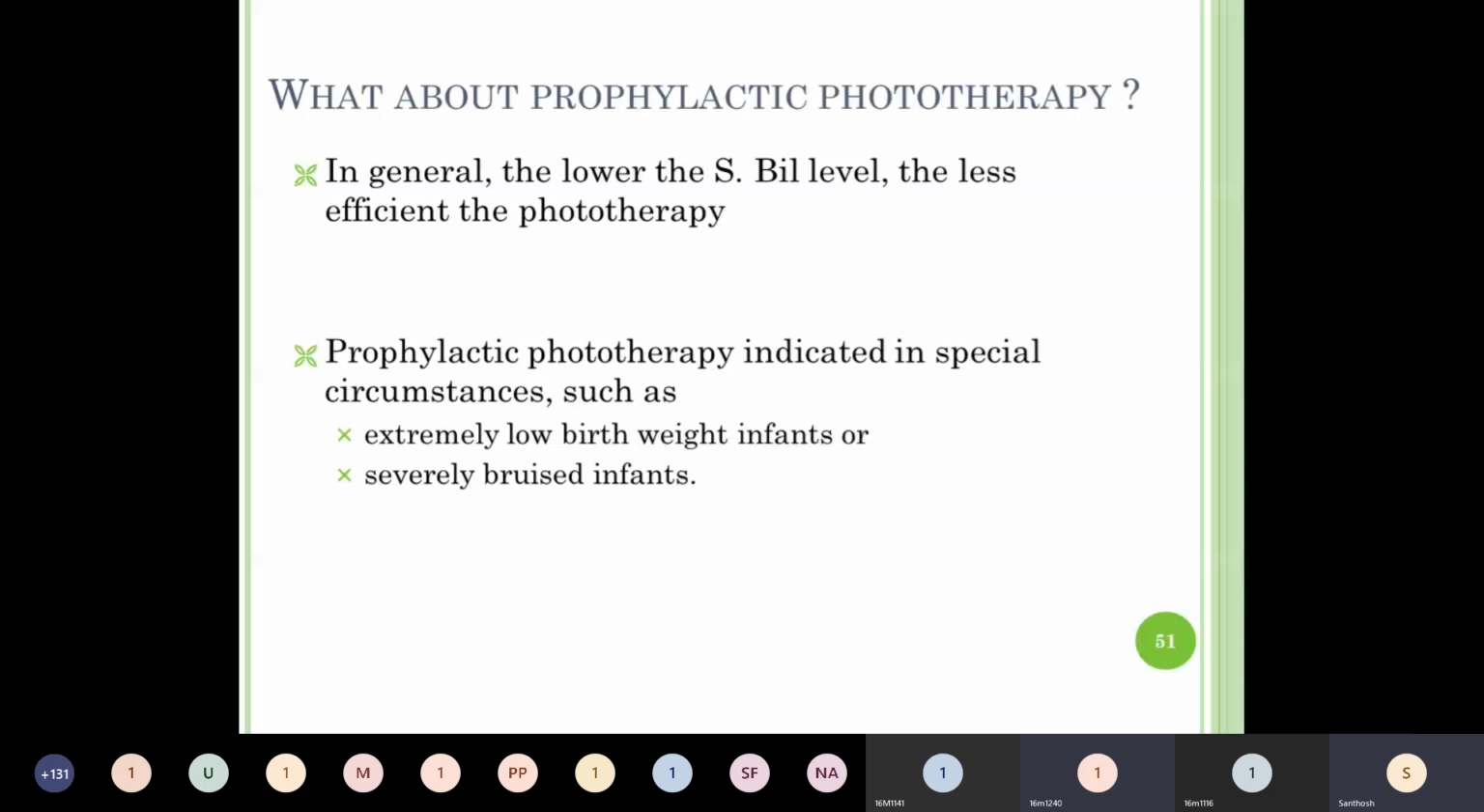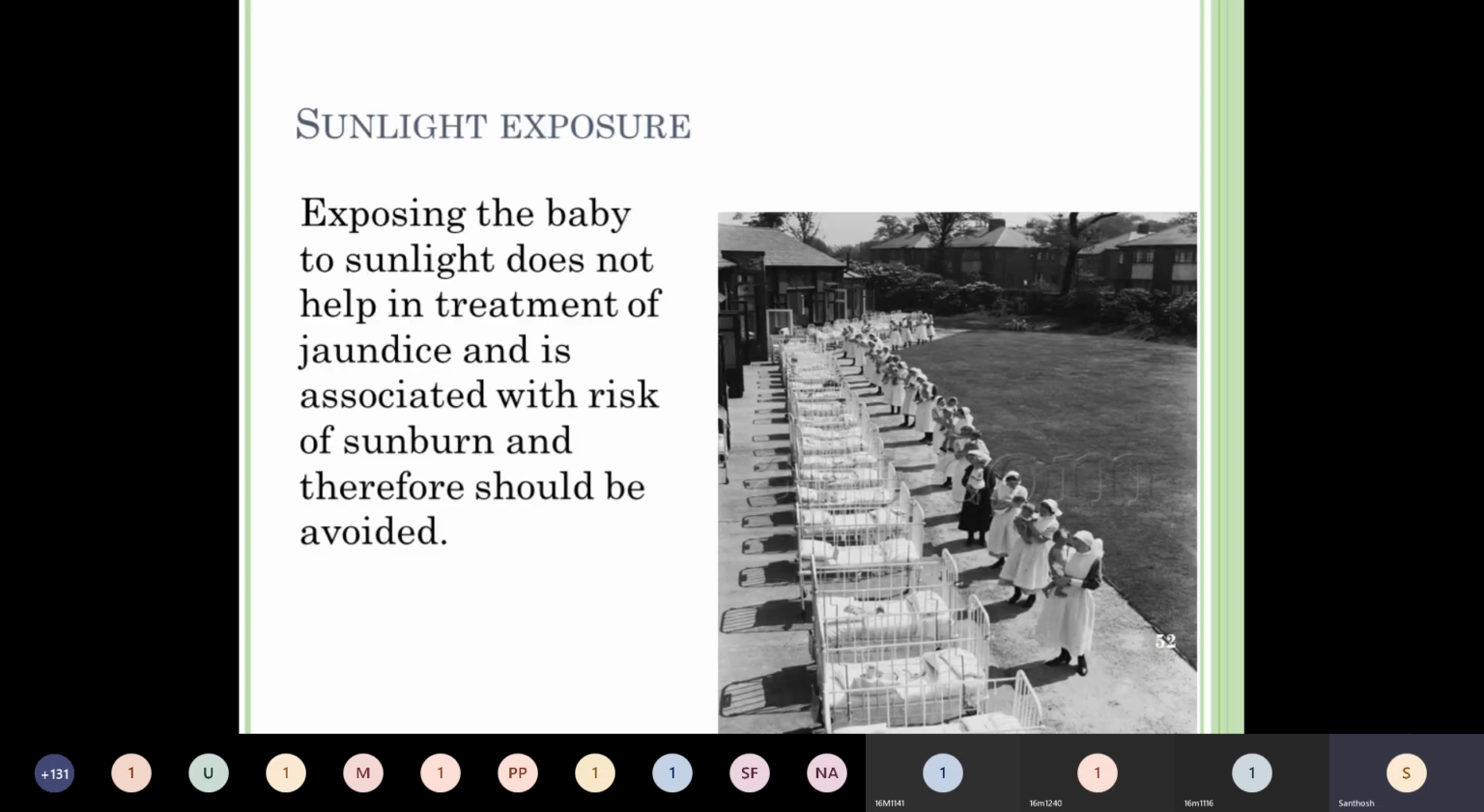Now, is there any role of prophylactic phototherapy? Prophylactic phototherapy is indicated in special circumstances, especially extremely low birth weight infants, where even a bilirubin of 5 or 7 milligrams per deciliter may need treatment. When do you say extremely low birth weight? Infants less than 28 weeks or less than 1000 grams. Also, in a severely bruised infant, you can start prophylactic phototherapy.